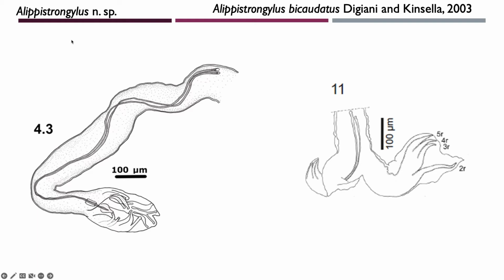Here is the male of Nippostrongylus, the new species. We can see these spicules. These are the male copulatory organs. Incredibly long, taking up almost half of the individual itself, while here in N. bicaudatus, they're pretty short.